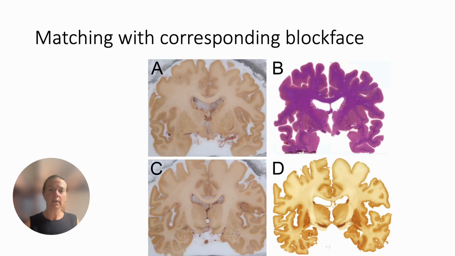But then we still have all the sections that we collected in all of these jars, and we roll them back out and we mount them on glass slices and we perform stainings. Here in B you see a hematoxylin and eosin staining, which we use for basic neuropathological assessments, and at the bottom you see a calcium binding protein, which we use for getting more anatomical detail in the individual structures.